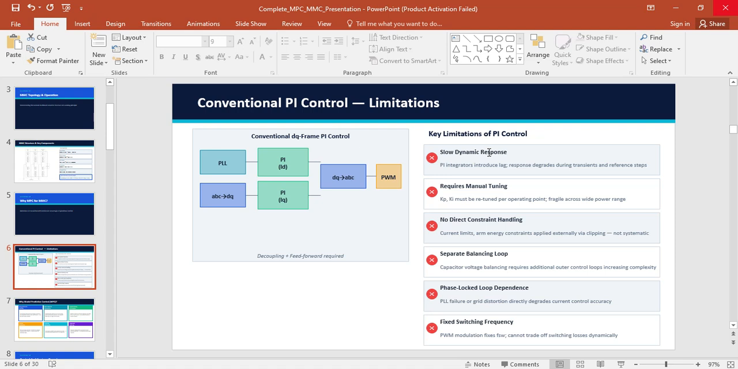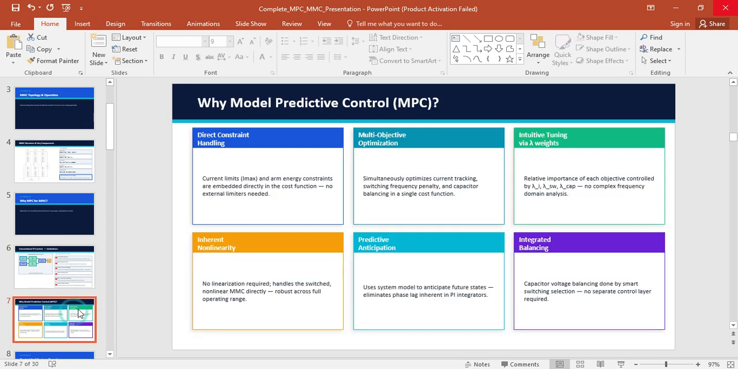So if the PLL fails or there's a distortion from the grid, it will directly impact the control strategy, right? We also have a fixed switching frequency compared to the MPC. So these are several limitations that exist when you are dealing with the conventional control. All right. So why model predictive control?